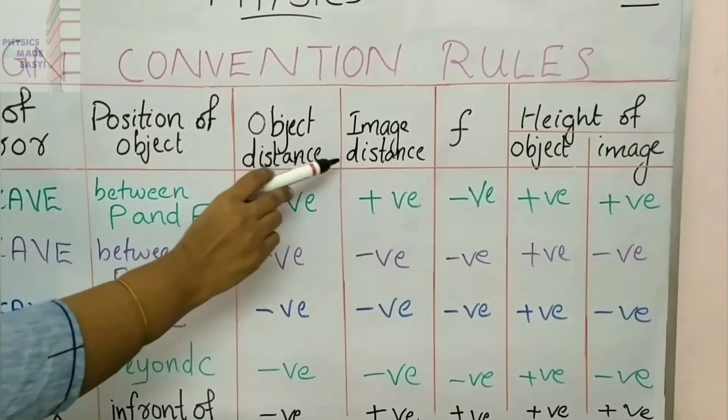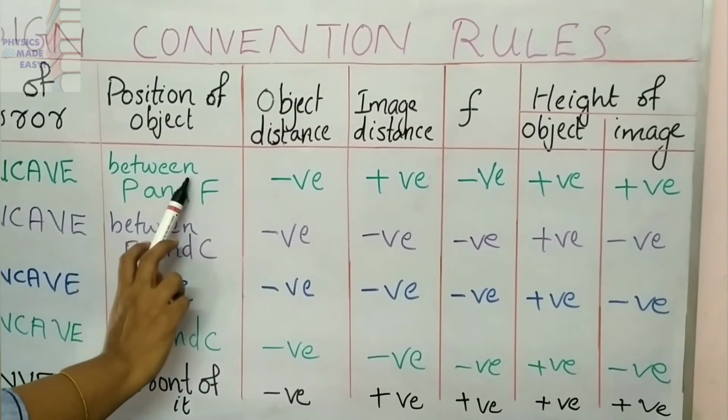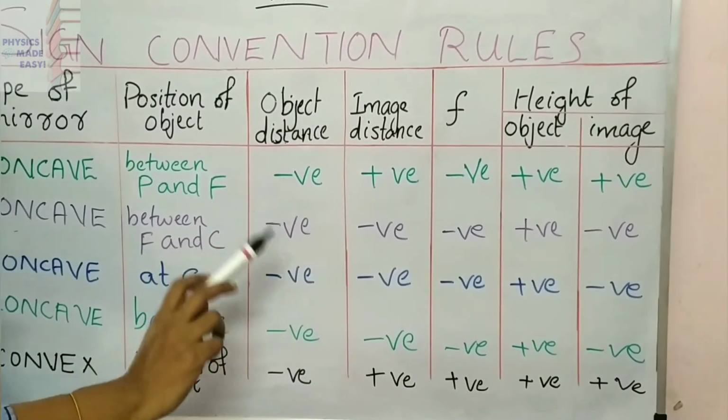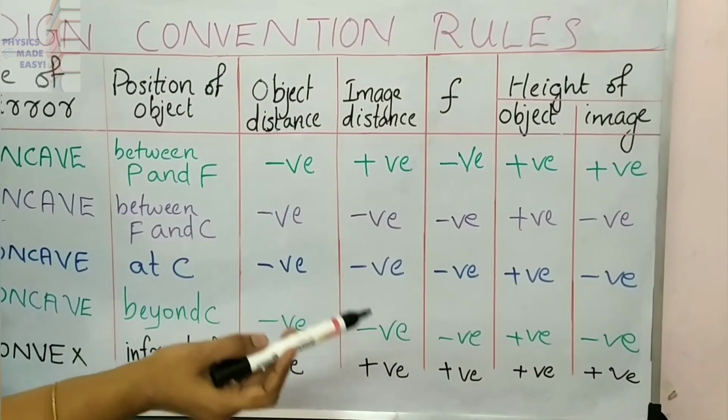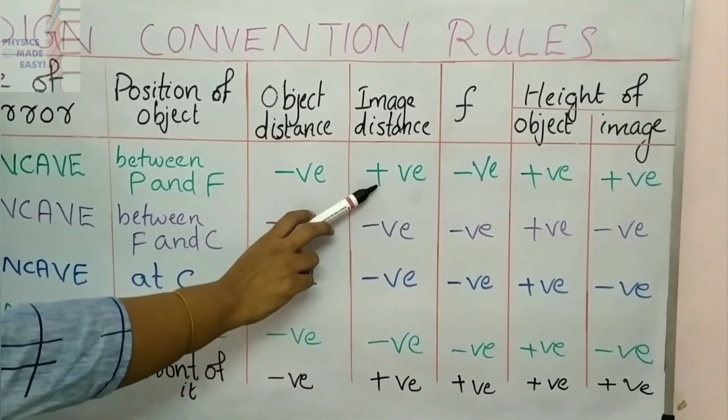Coming to image distance, here you can see positive there. In this case, object is between P and F. You will get virtual and direct image. That means the image is behind the mirror. You have to measure from the pole towards right side. So the image distance you have to take as positive.